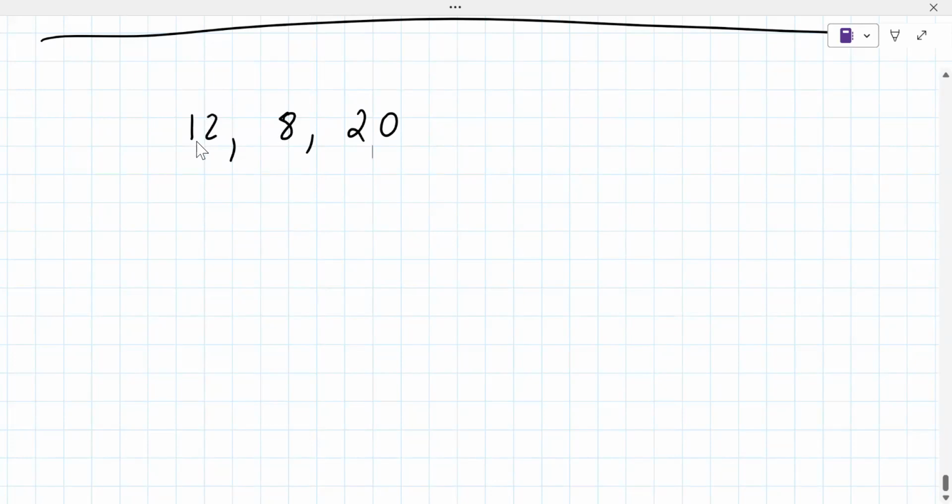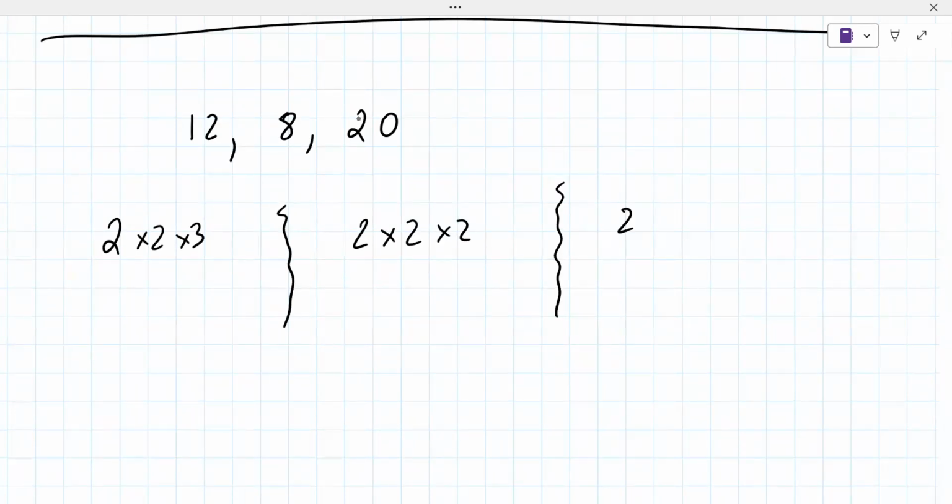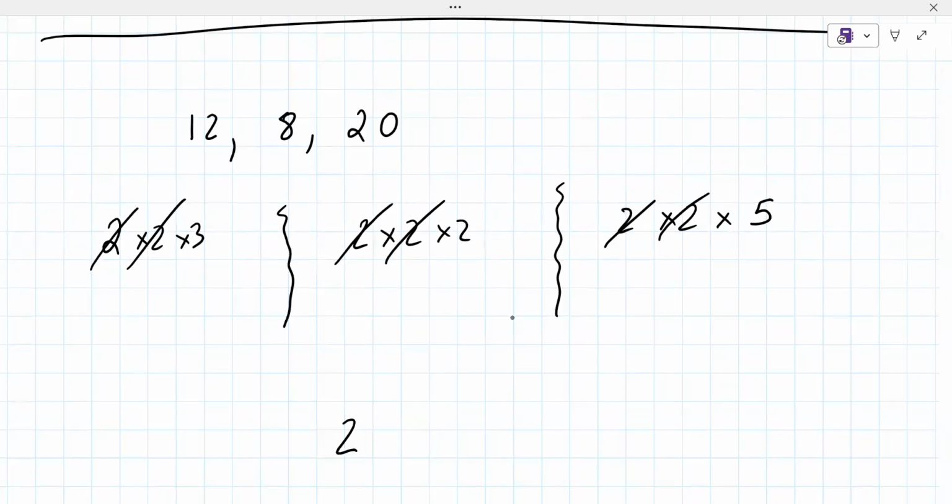Now, sometimes you get 3 numbers, but it's the same process. So for 12, 12 is 2 times 2 times 3. 8 is 2 times 2 times 2. 20 is 2 times 2 times 5. What is the same in all of them? The 2s. So that first 2 is the same in all of them, and that second 2 is the same in all of them. So what is the greatest common factor? 4. All right.